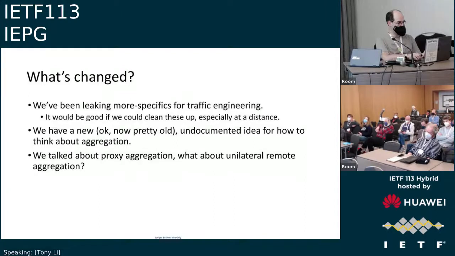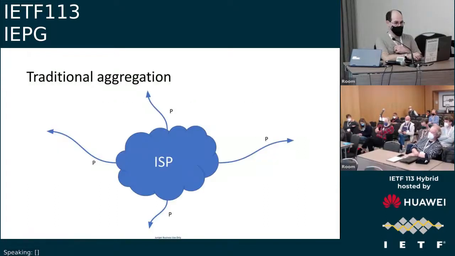We have a new idea on how to think about aggregation. I wanted to write this down before it gets lost. We talked a lot about proxy aggregation long ago. I'm going to bring up another idea, which is doing unilateral remote aggregation. So in traditional aggregation, we have an ISP. He has a prefix P, and he filters out all the more specifics and just distributes P everywhere.